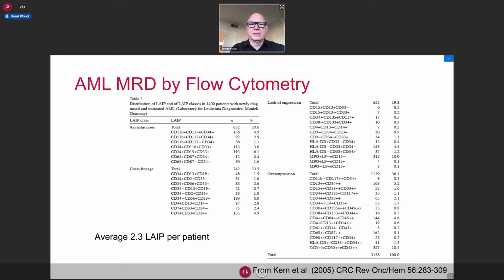But in general, what's been found is that the large majority of patients, between 80 and 95% of patients, have on average 2 to 3 different kinds of immunophenotypic abnormalities or leukemia-associated immunophenotypes that can be seen in each patient. And so it suggests that it is possible to use this technology to identify abnormal populations for MRD detection. Next.